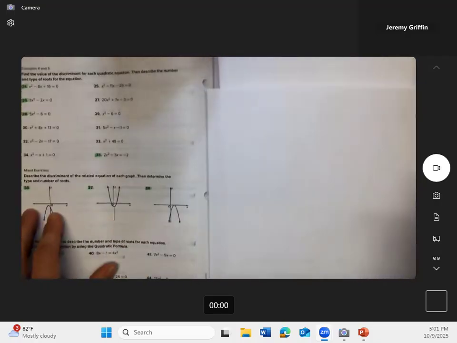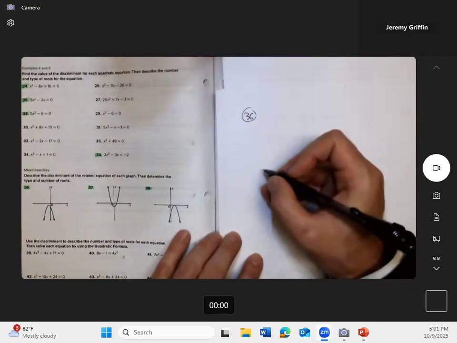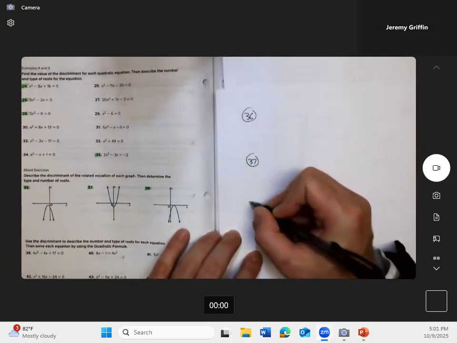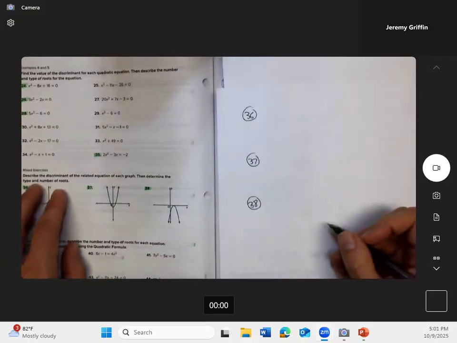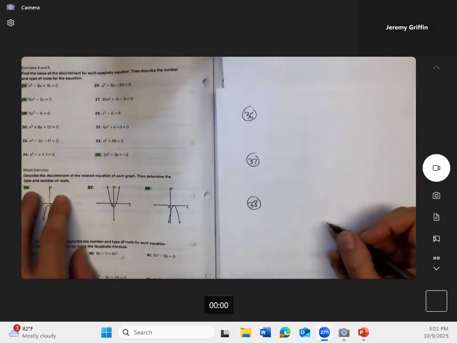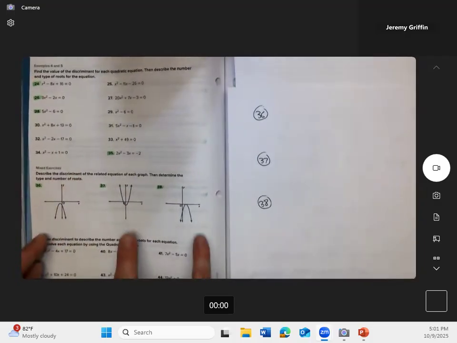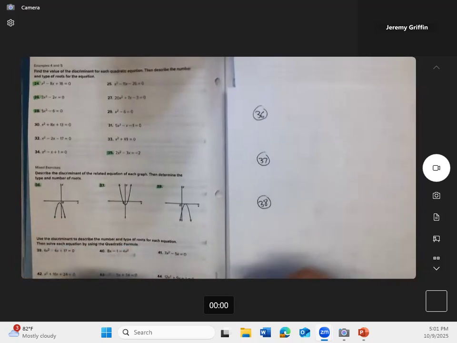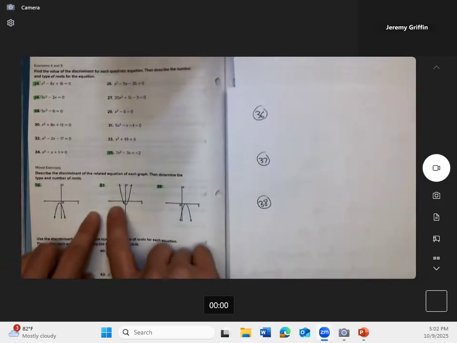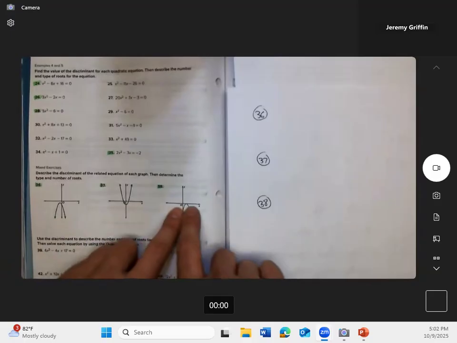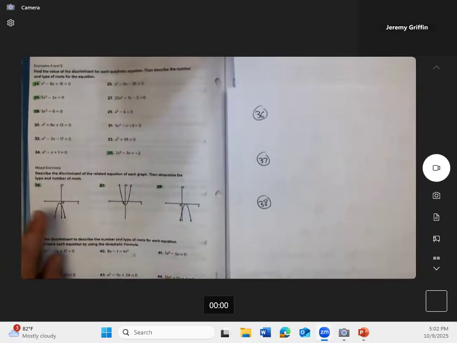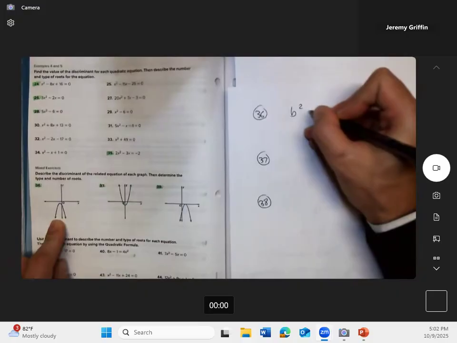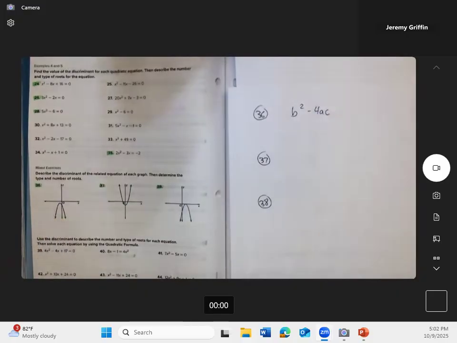Okay. 36 through 38. 36, 37, 38. Okay. Describe the discriminant and determine the type and number of roots. Okay. So it brings back to a graph. We're saying like f of x equals or y equals, and then you have something like ax squared plus bx plus c. Okay. Now, if you took that and set it equal to 0, you'd be trying to find where it touches or crosses the x-axis. Okay. Well, the first one doesn't at all. So b squared minus 4ac.